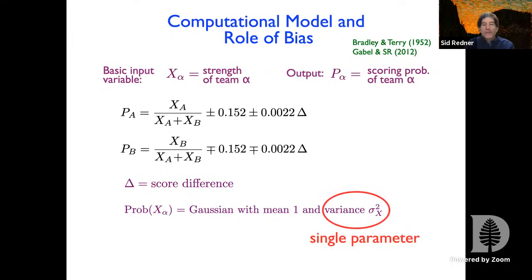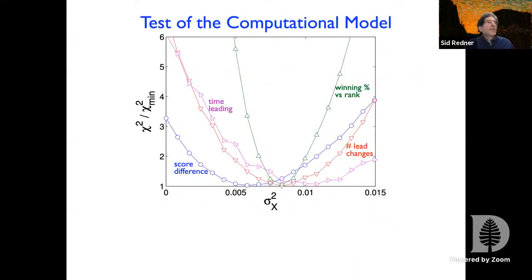And so what we do now is we look at many statistical measures about basketball game statistics. We make a league of 30 or 32 teams, I forget how many there are. We have average strength 1. We have this variance sigma, which is the spread in the strength of the teams. And we look at all these different statistical measures. For example, we can look at the winning percentage at the end of the season of a team as a function of its ranking in the standings. We can look at the time leading. We can look at the score difference.